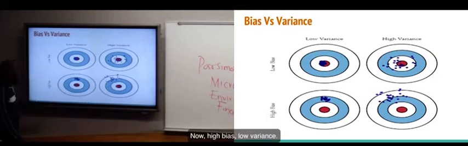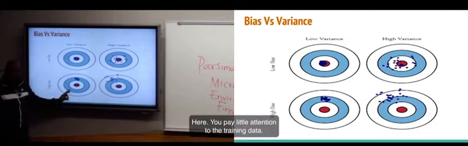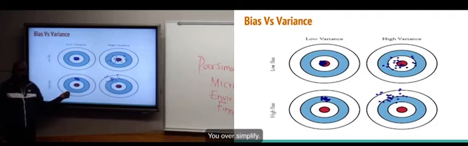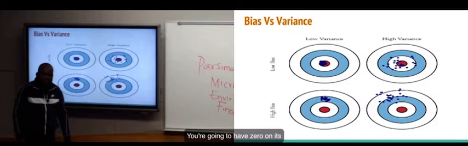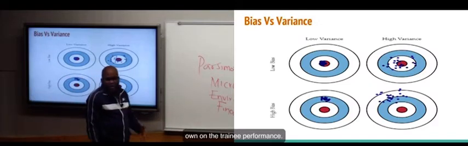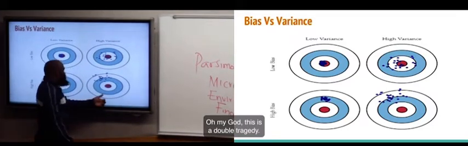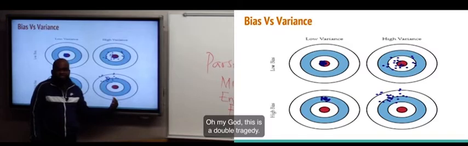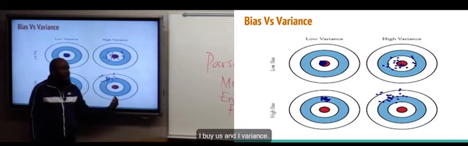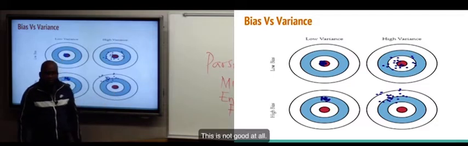Now, high bias, low variance here, you pay little attention to the training data. You oversimplify. I'm going to say that again. You oversimplify. This will result in error. You're going to have huge error on the training performance, and not only that, on the test performance. This is a double tragedy. High bias and high variance. This is not good at all.